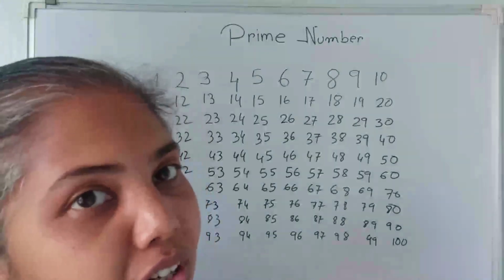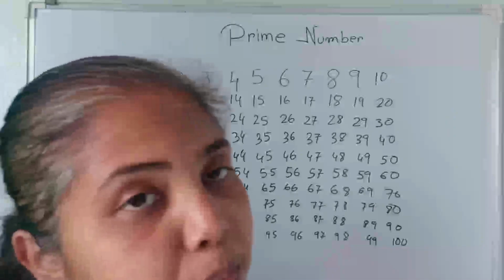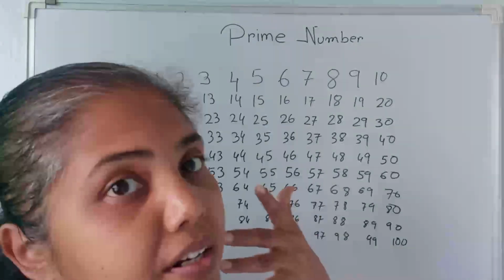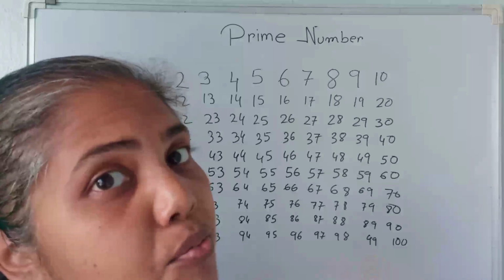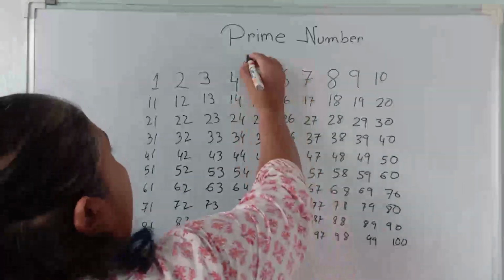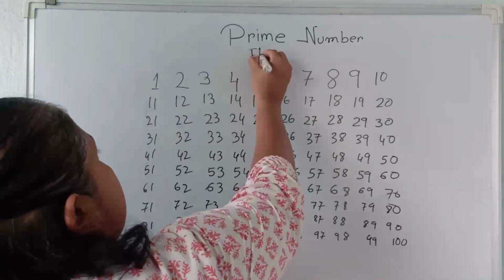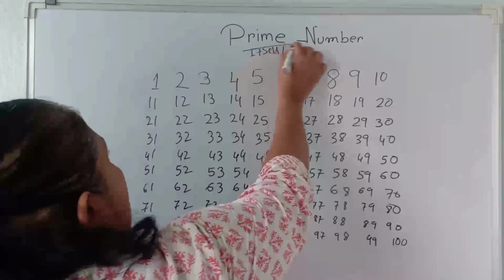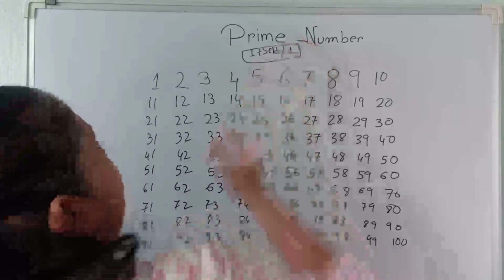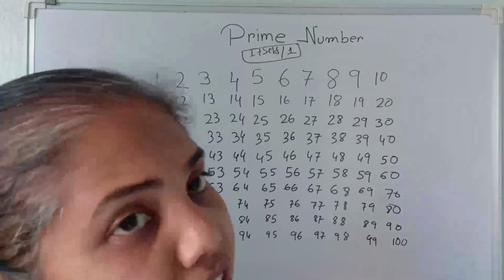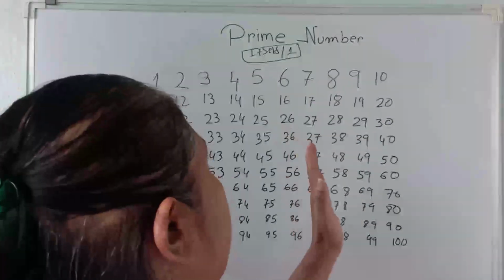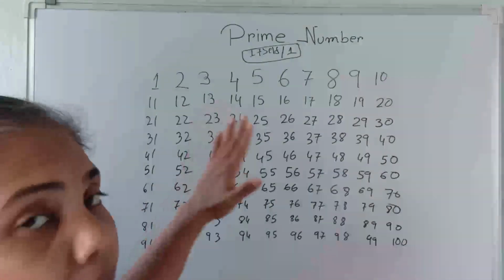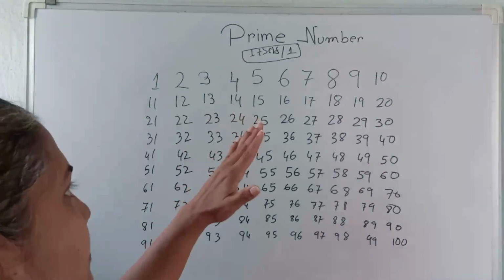So now we are going to learn what a prime number is. A prime number is a number which we can divide only by the number itself or by 1. It cannot be divisible by any other number.